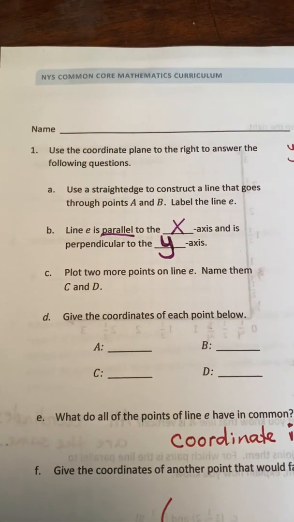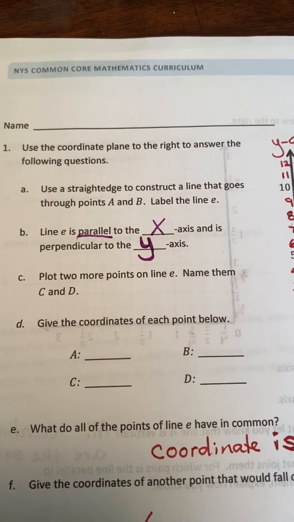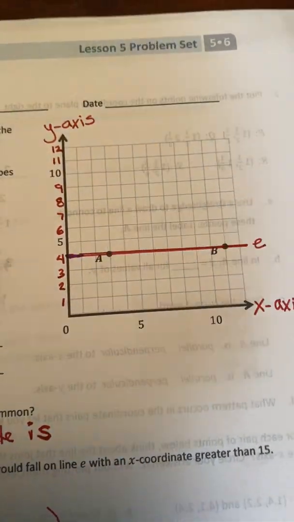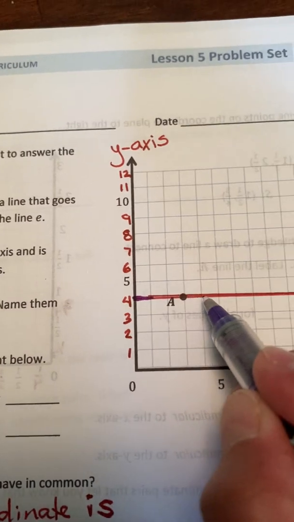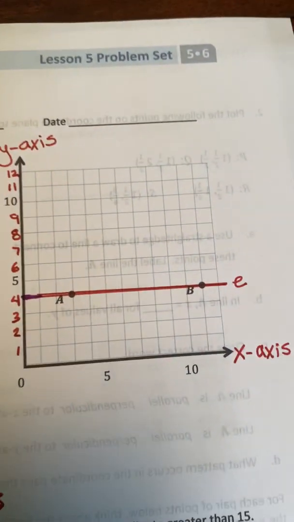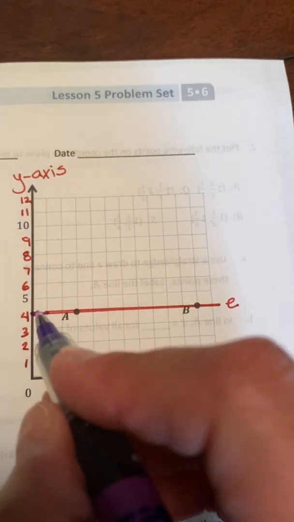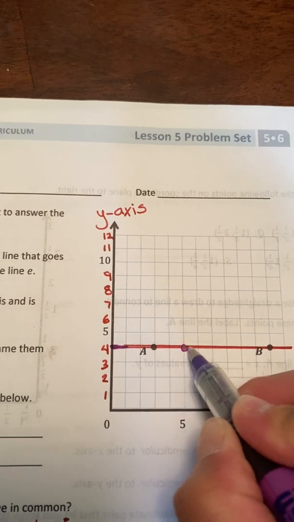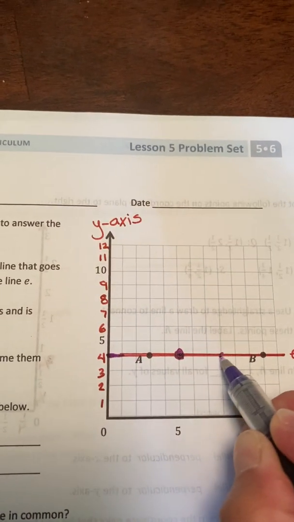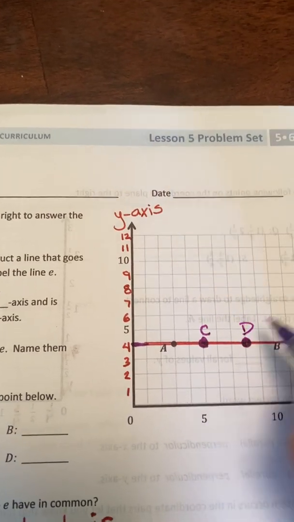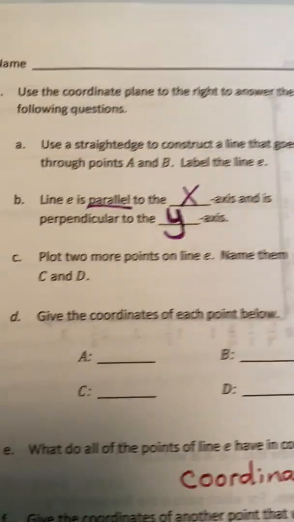Plot 2 more points on line E, name them C and D. Now you could have different answers than I do on this one, because you could put it right in the middle here, or here, here, here. I'm not even sure what I put on the answer key, so I might even come up with something different than was on the answer key. But I'm going to put one here, and I'm going to put one right there, and I'm going to label that C, and that D.